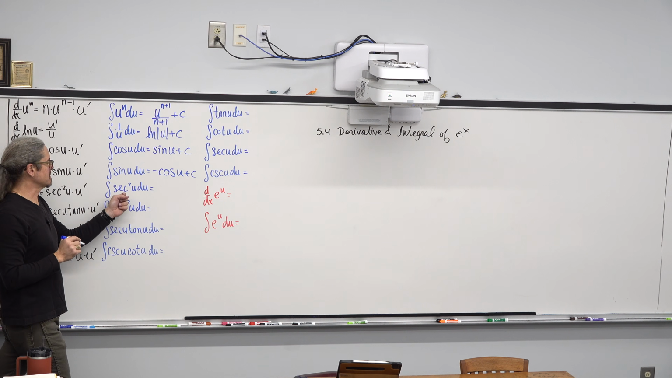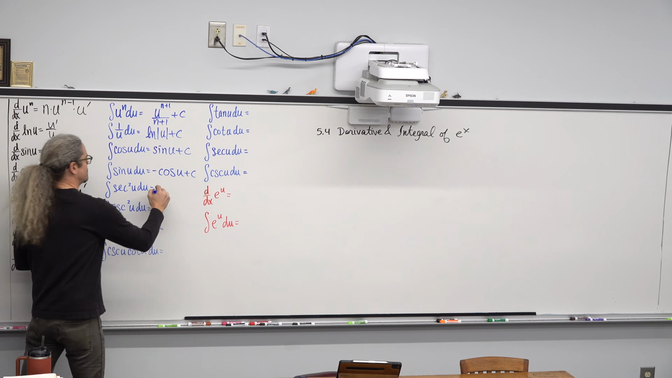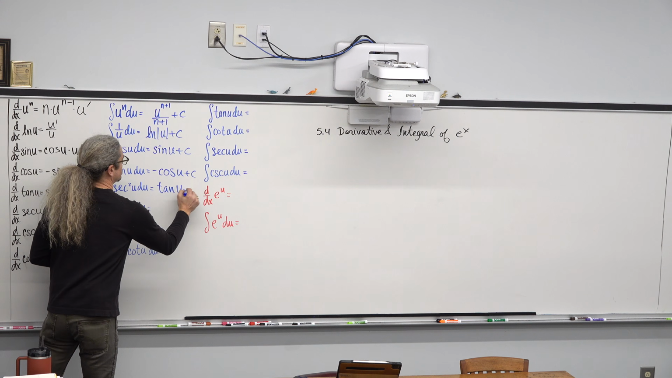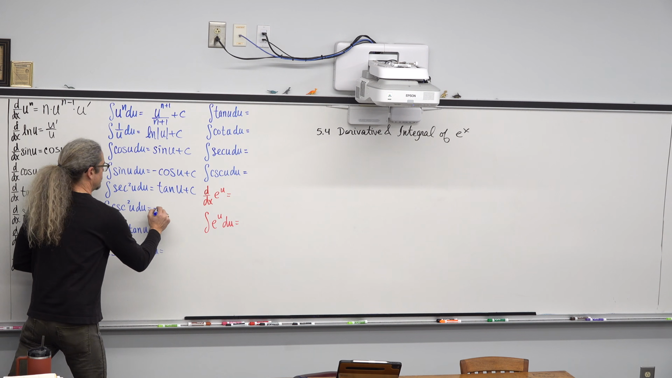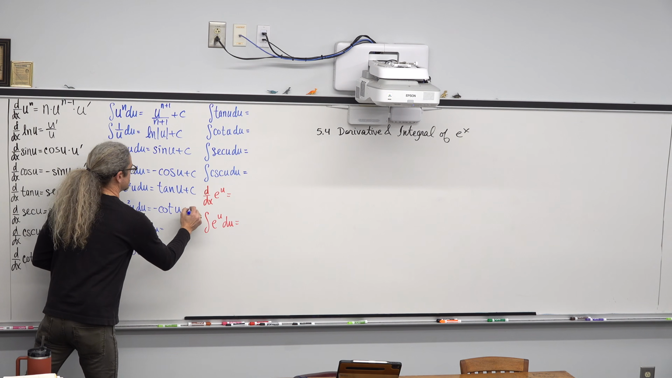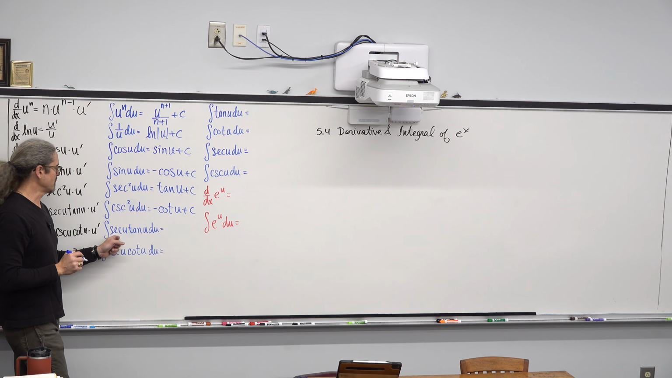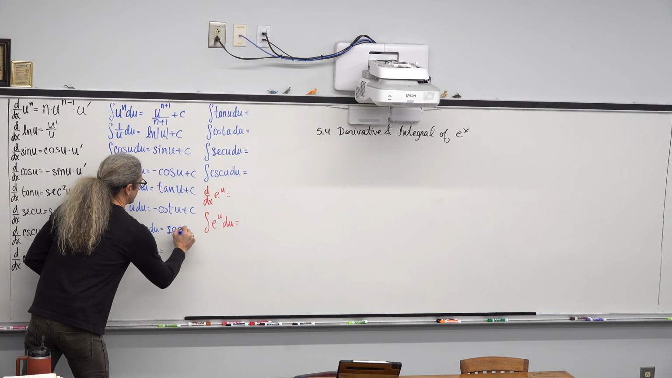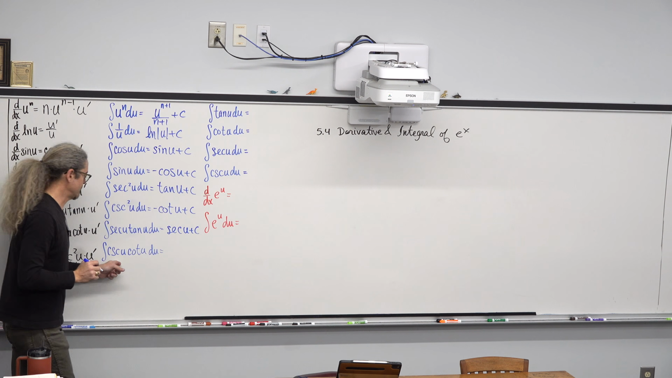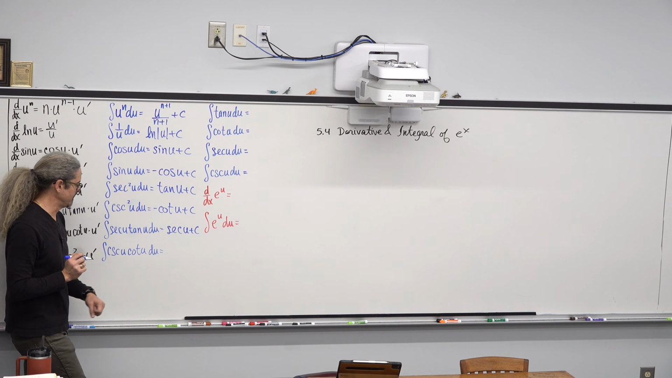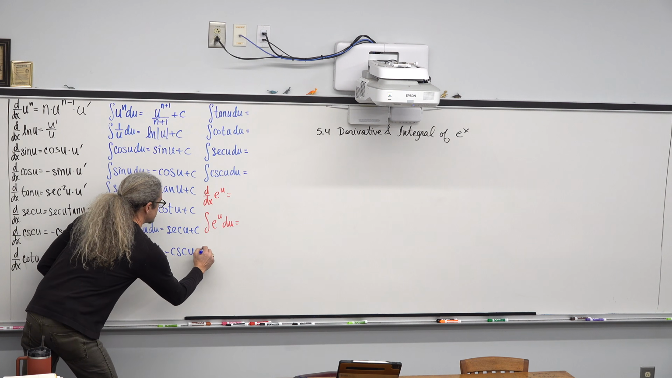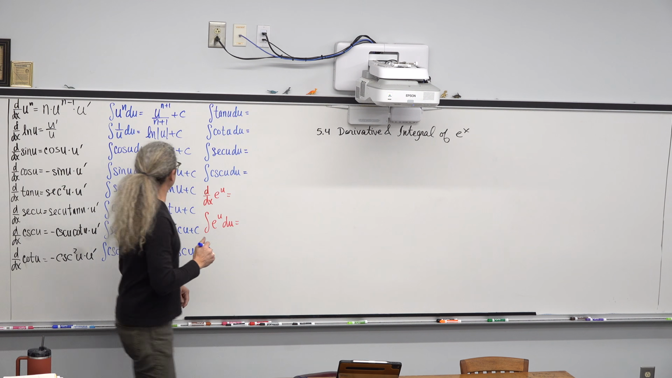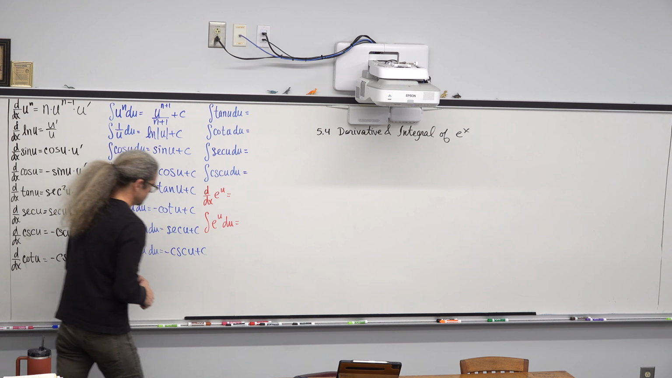The integral of secant of u squared du, tangent of u plus c. Integral of cosecant of u squared du, negative cotangent of u plus c. Integral of secant of u tangent of u, secant of u plus c. And then our last one, the integral of cosecant of u cotangent of u du, negative cosecant of u plus c.